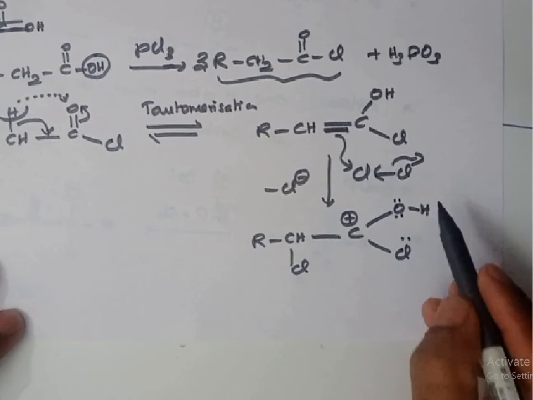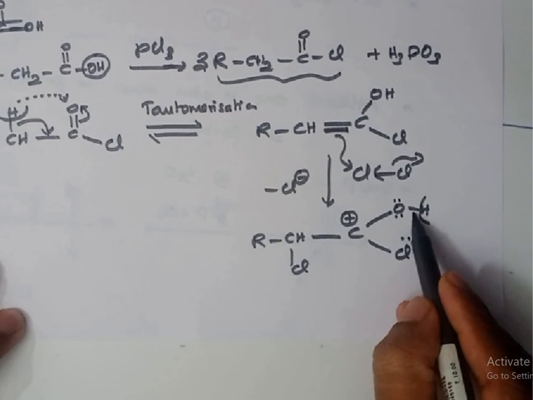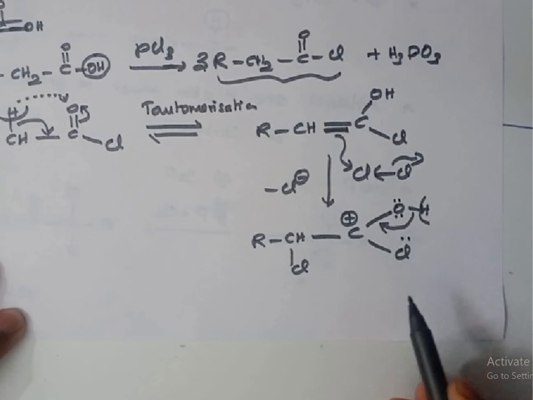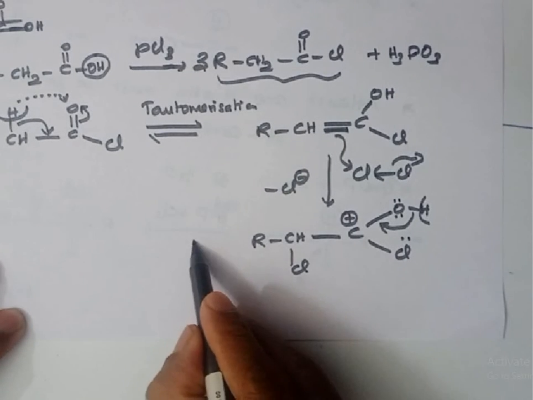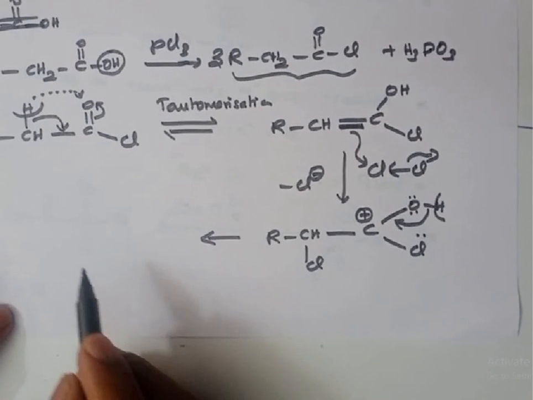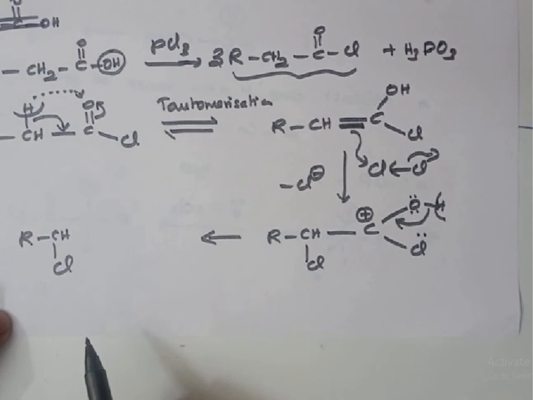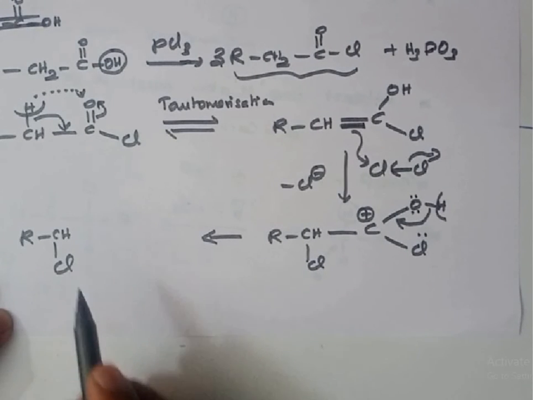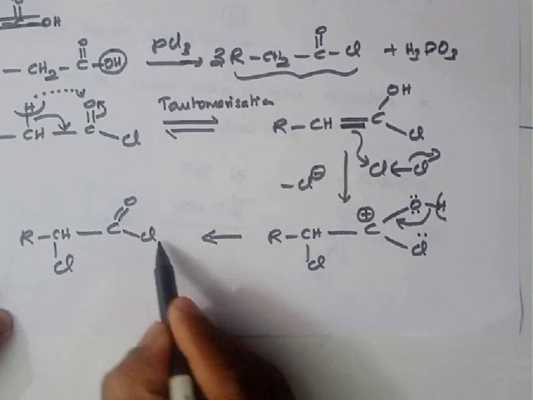Then what's the next step? The next step is this hydrogen comes out as H plus, and this bond will go back here. Okay, and this positive charge gets neutralized. So you will get this compound, that is RCHCl, single bond COCl. You will get this product.